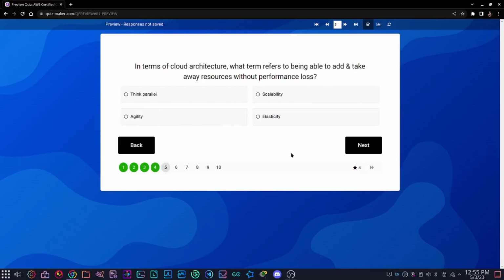Question 5, in terms of cloud architecture, what term refers to being able to add and take away resources without performance loss? First, we have think parallel, second, scalability, third, agility, and fourth, elasticity. A lot of you will probably notice, if you're studying for CompTIA exams as well, you hear this a ton, but what you're going to use to add and take away resources without performance loss is elasticity.